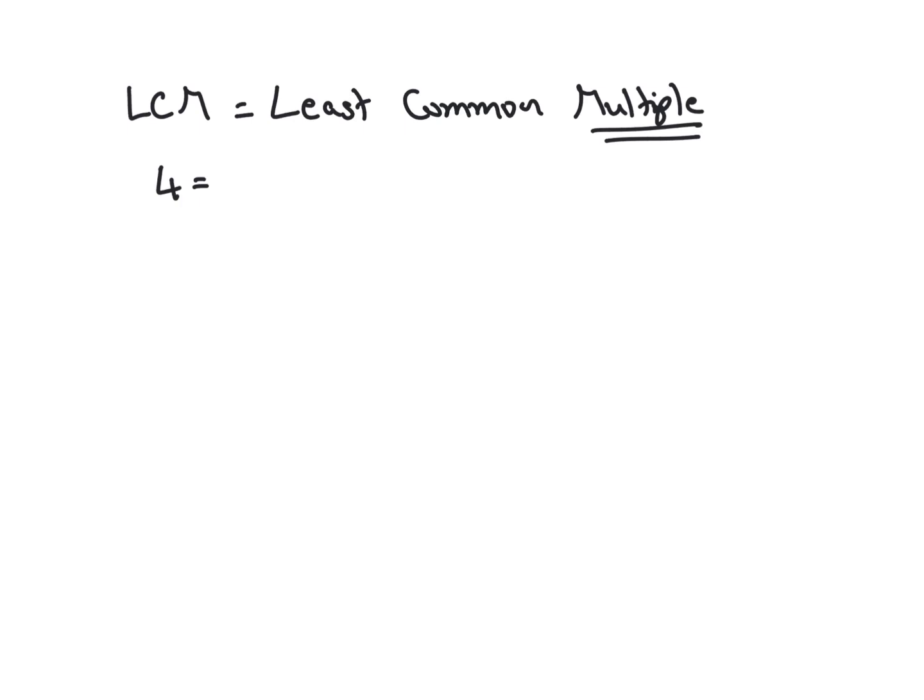For example, 4 times 1 is 4. So 4 is a multiple of 4. 4 times 2 is 8. So 8 is a multiple of 4. 4 times 3, 12. So 12 is a multiple of 4. 4 times 4, 16. 16 is a multiple of 4, and so on. So now do you understand what you mean by multiples of a number?